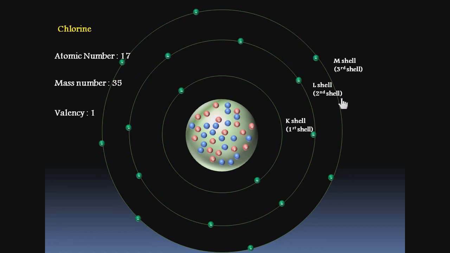7 is greater than 4. So the valency is 8 minus the number of valence electrons. 8 minus 7, that is 1. So chlorine has a valency of 1.